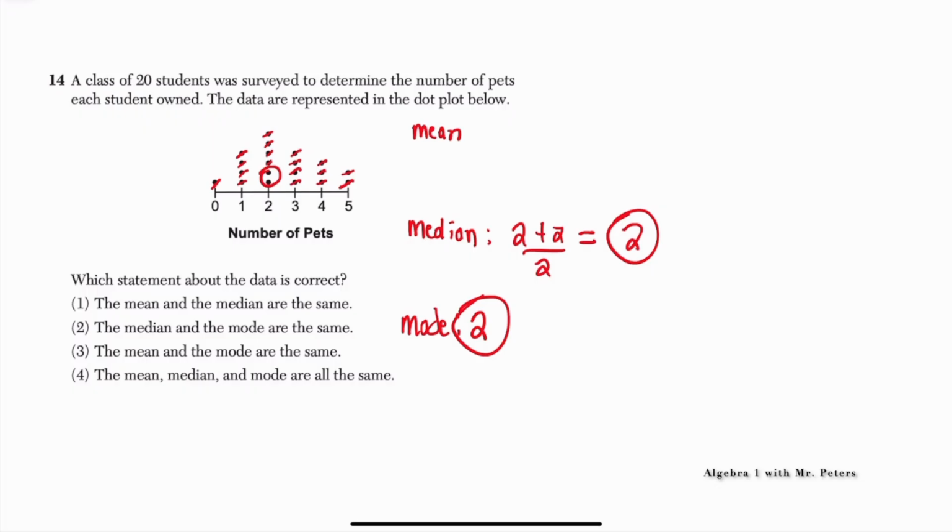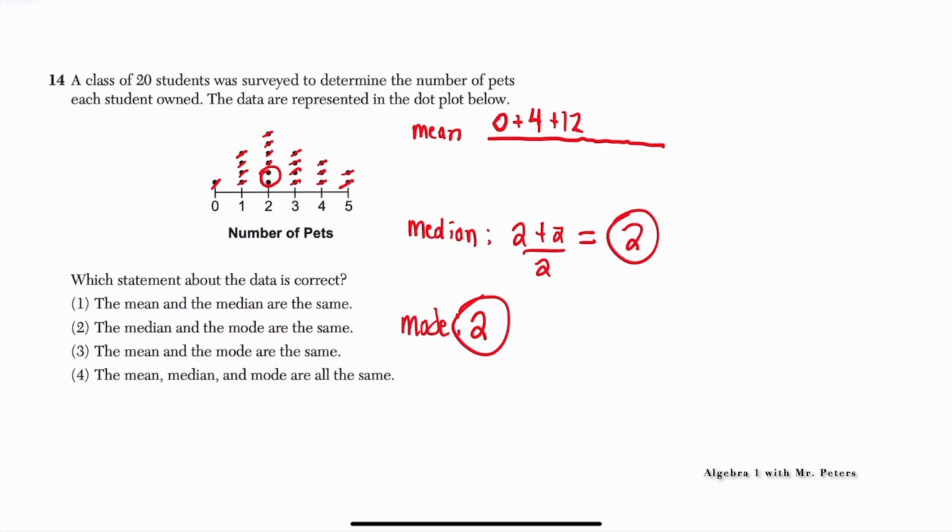Now, when it comes to the mean, just remember that they are talking about the number of pets, right? So when we look at 0, they're saying that, hey, we have one student that has 0 amount of pets. So the amount of pets from there is 0. Then when we go to number 1, we have 4 students that have 1 pet. So we're going to add 4. Then when we get over to 2, we have 6 students who have 2 pets. So that's going to be 12 pets, right?